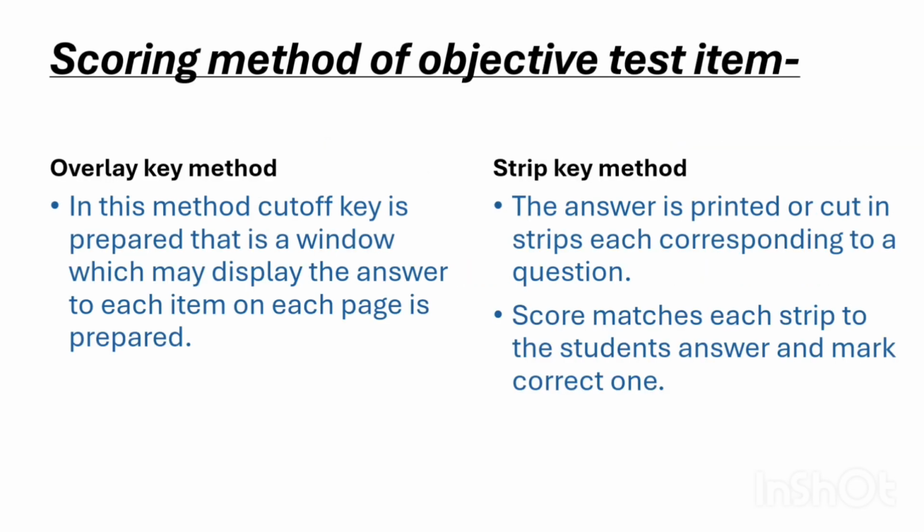Scoring method of objective test item. First, overlay key method. In this method, a cutout key is prepared, that is a window which may display the answer to each item on each page is prepared.